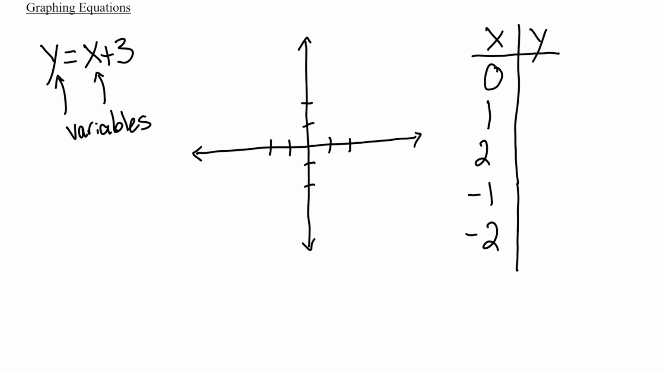You could pick any 5 points. It doesn't even have to be 5. There's a lot of flexibility here. We're just trying to pick enough points so that we can get a good grasp on what the shape of the graph is.